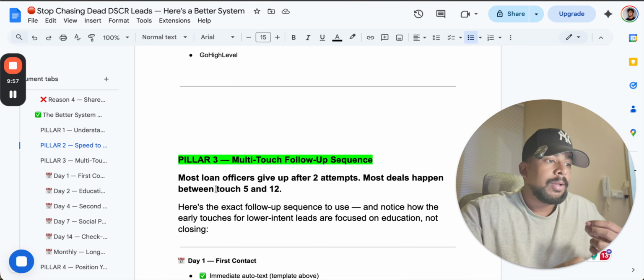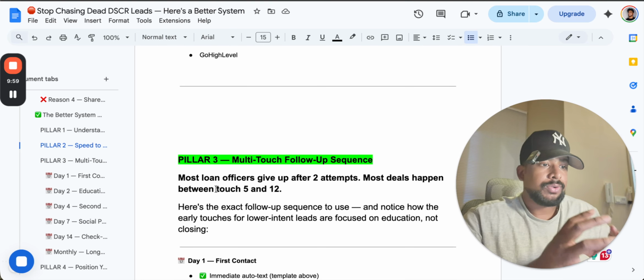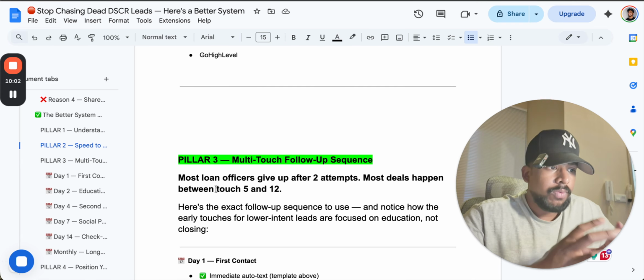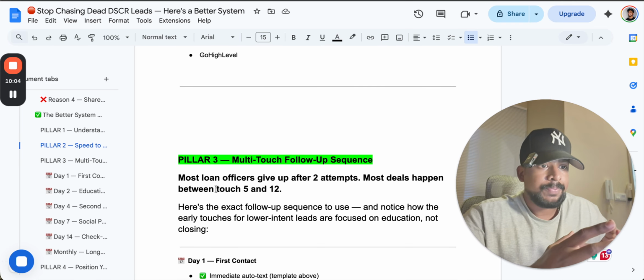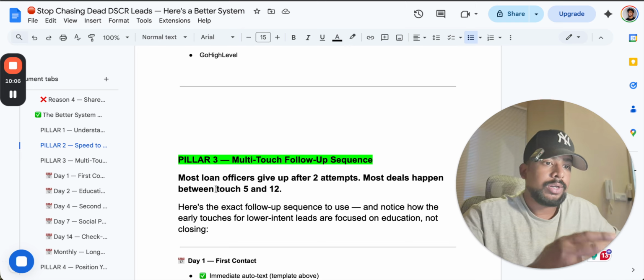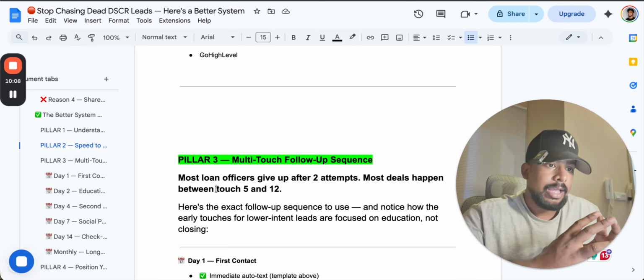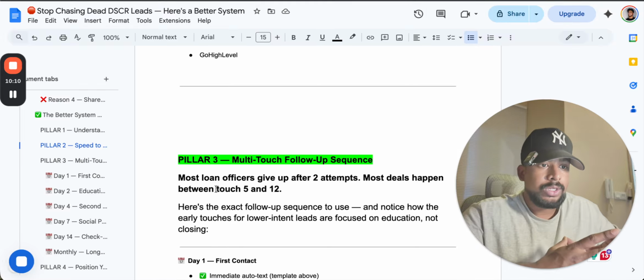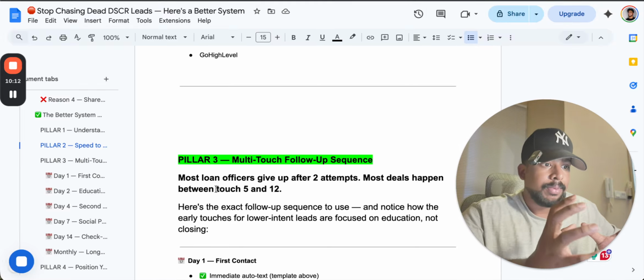Number three pillar is a multi-touch follow-up sequence. Most loan officers give up after 2 attempts. If you actually look at your database and the activity you do, you need to tighten those up. Most closes still happen between 5 to 12 touches.